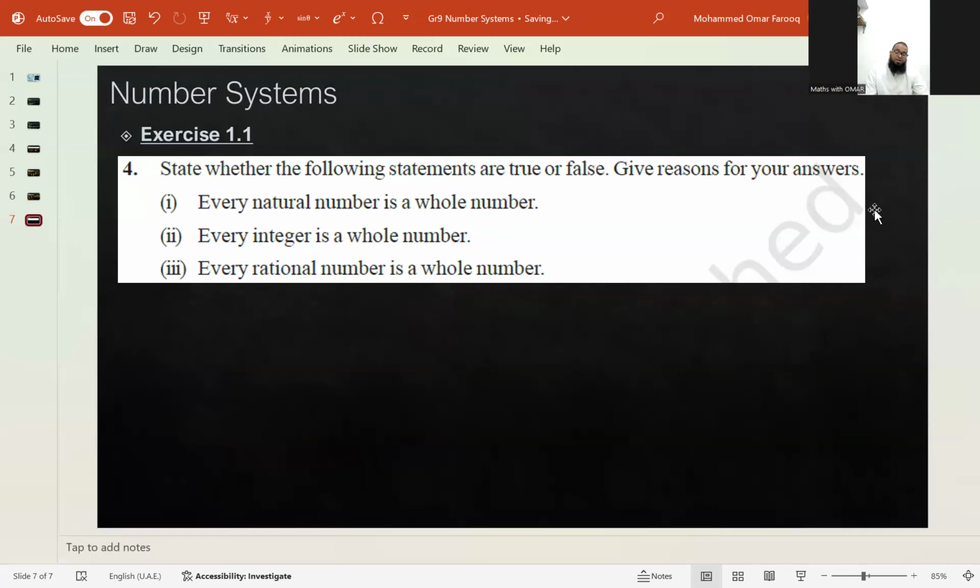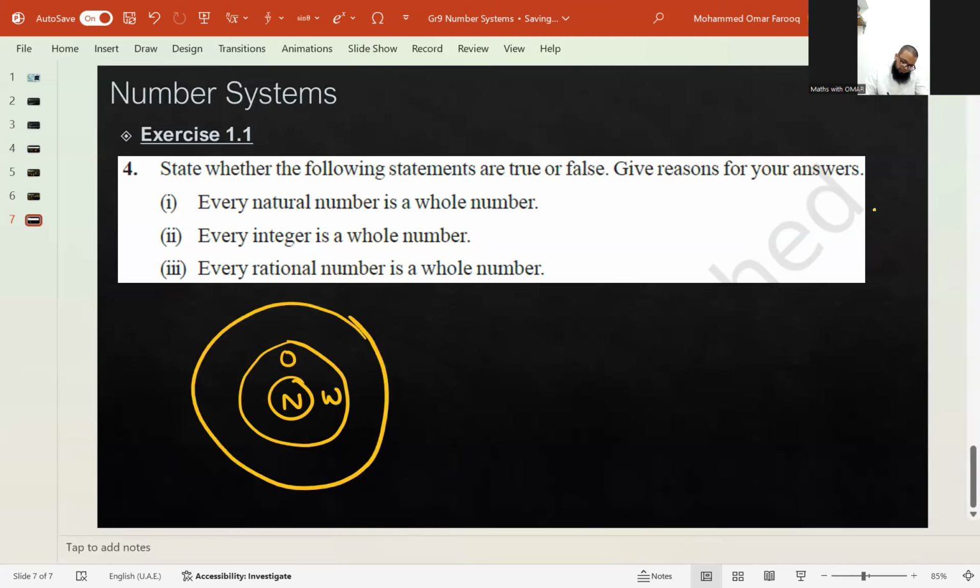State whether the following statements are true or false. Give reasons for your answers. So he's talking about number systems, and he's relating one number system to another. Let me explain before everything. The starting one is natural numbers, and when we add 0 to it, it becomes whole numbers. And to whole numbers and natural numbers, when we add negative integers, the whole set becomes integers.